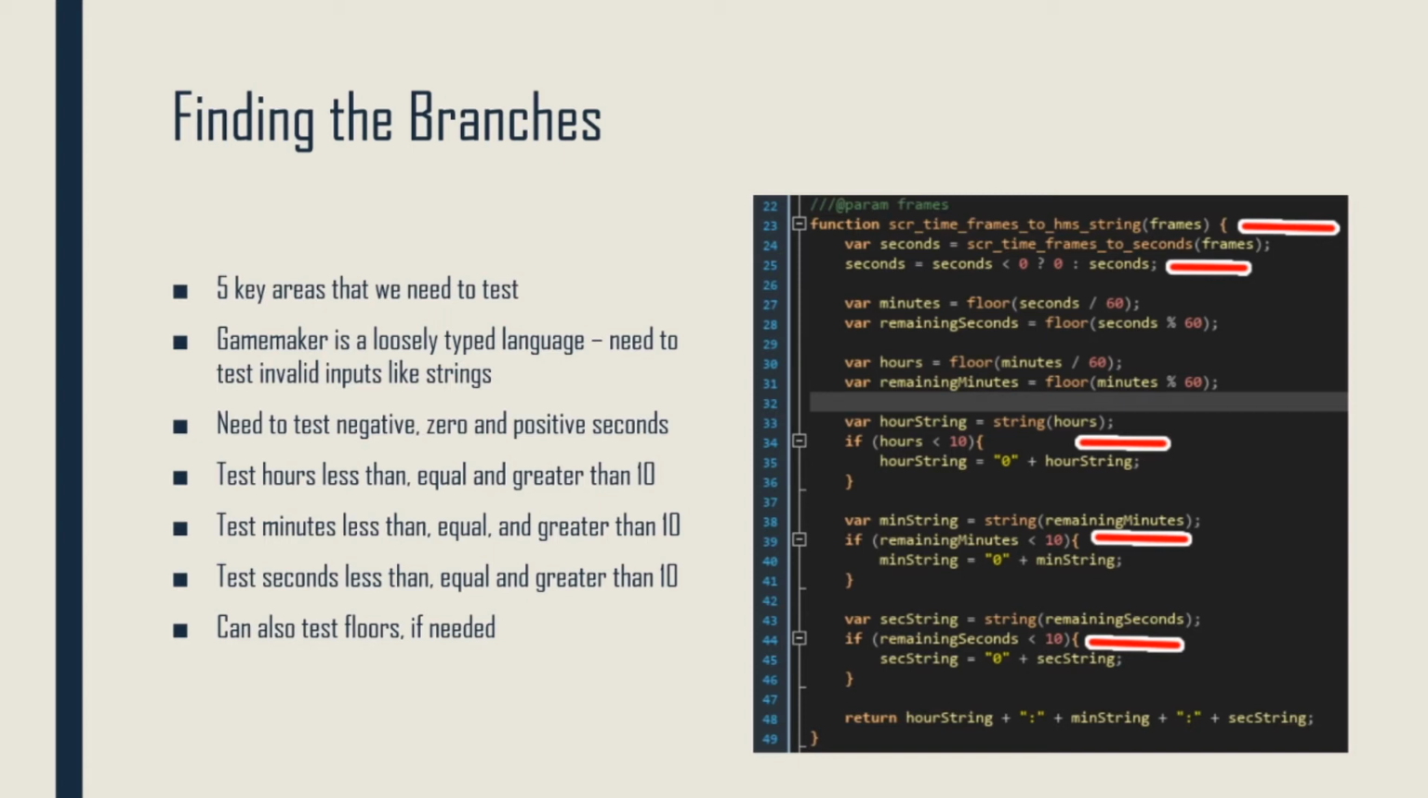And, if you really wanted to, you could test that the floors are working correctly, but that's a bit overkill, even though it is kind of a branch. So generally speaking, you should also be reasonable about what to test and look for where the potential failures are.